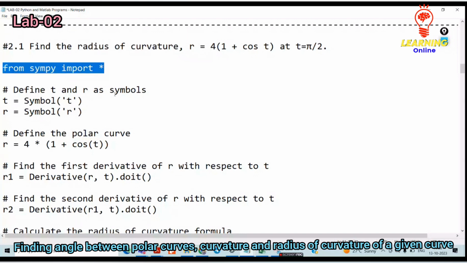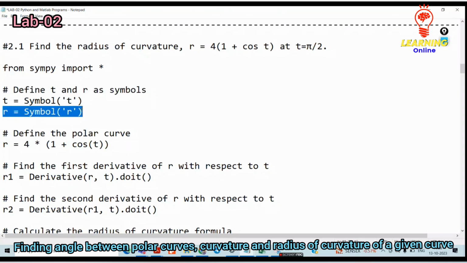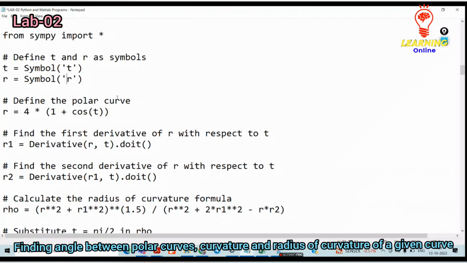I need to import SymPy. This is the library for evaluating differential expressions using Python. Then you have to define T and R. T is the time functionality, R is the radius functionality. So T is equal to Symbol('T'), then R is equal to Symbol('R'). You have to represent them with single quotes, so that you can remember. Then define the polar curve: r is equal to 4 into 1 plus cos t.